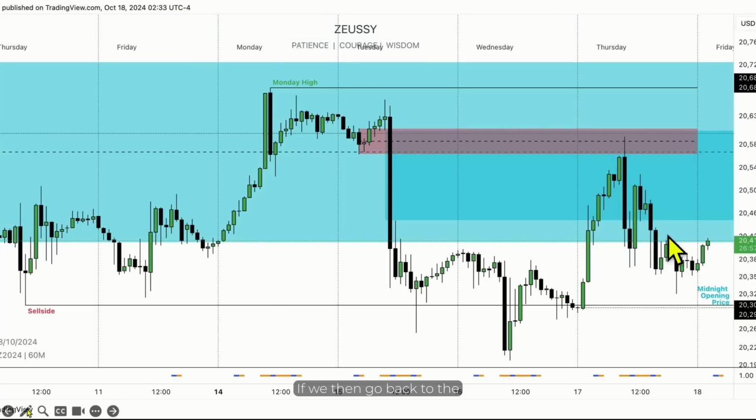If we then go back to the chart of NQ, what I want you to see is that I've annotated this down close candle right here. This down close candle, its respective low, was the London low of Tuesday. We displaced through that with that candle.